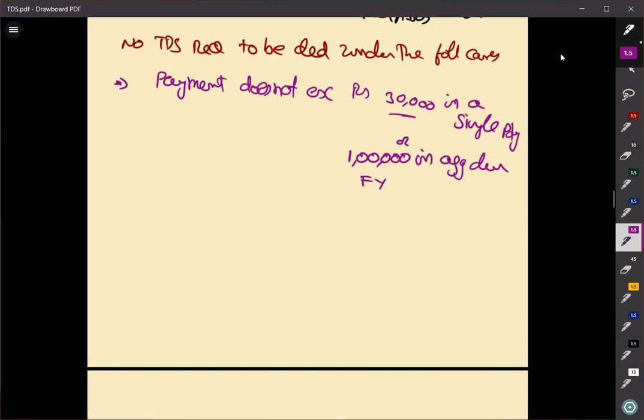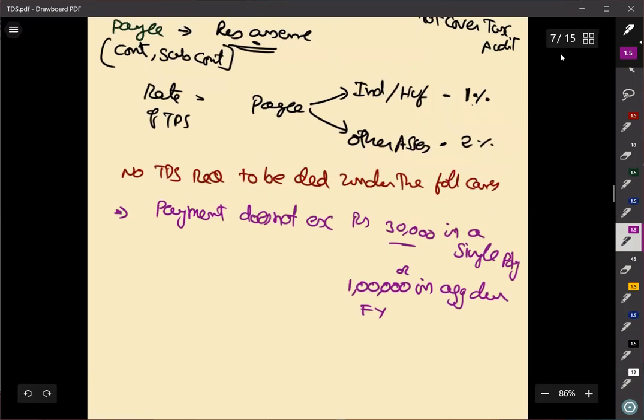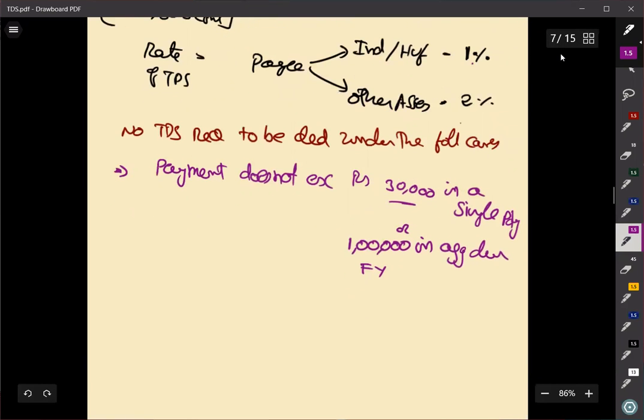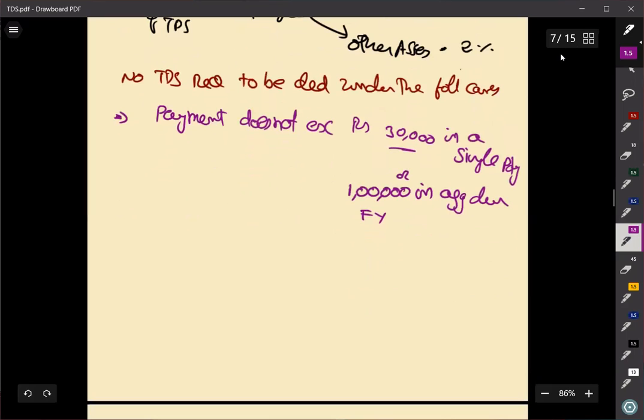If it is a periodical payment, the aggregate, the total of all the payments made to the same person, if it does not exceed 1 lakh, then no need to deduct any TDS, or else you need to deduct TDS at either 1% or 2%. That's the first exception in which TDS is not required to be deducted. The next case is quite important.